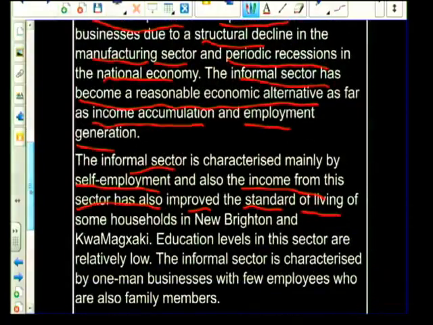All right. Living of some households in New Brighton and Kamakazaki. I apologize again. I'm generally good at this, but this word is giving me a little bit of a problem. All right, my apologies, learners.